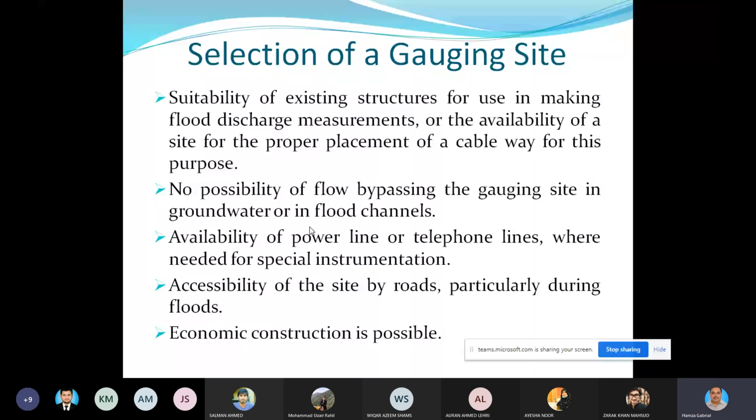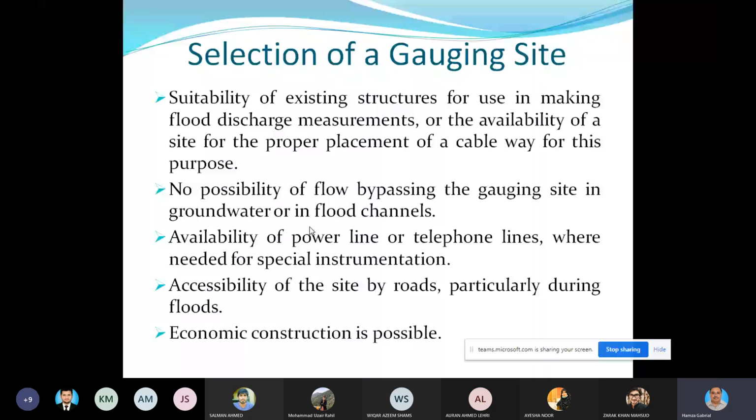Then there should be accessibility of the site by roads, especially during the flood seasons. The roads should be Pakka roads, paved roads, so that you can easily reach the site, because if you can't reach the site, you won't be able to measure the discharge or read the gauge, what the stage is at that time. So the accessibility of the site is very important. There should be suitable roads available, so that all year round you can reach your gauging site.